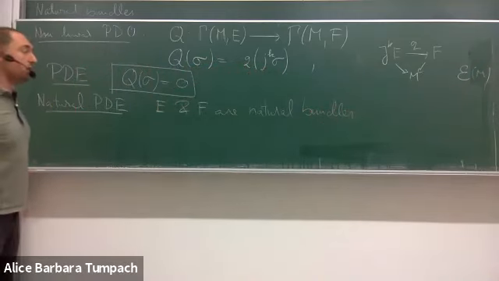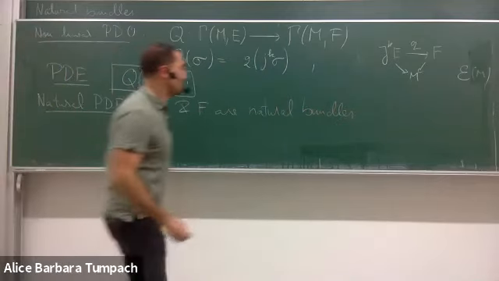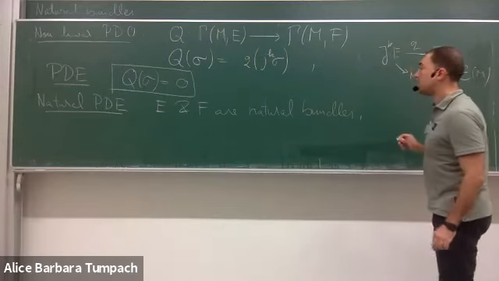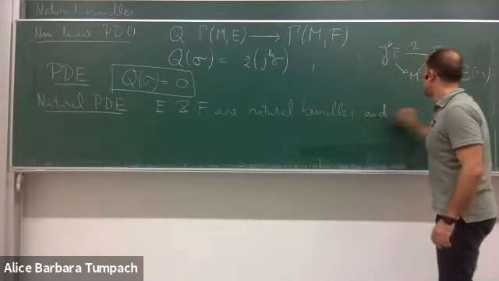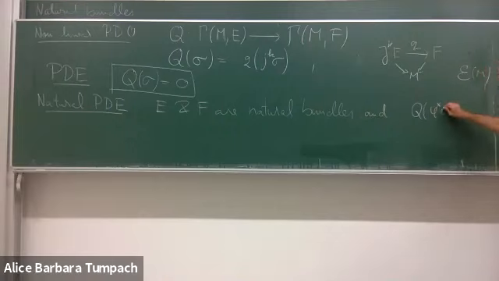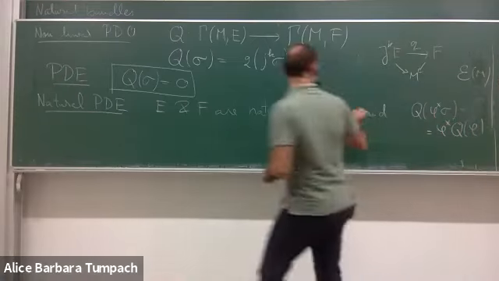And the map Q is equivariant. But that's something I didn't quite explain, right? So Q is natural and equivariant. So Q of the section pulled back by a diffeomorphism should be the same as the pullback of Q, so this is natural over this phi.